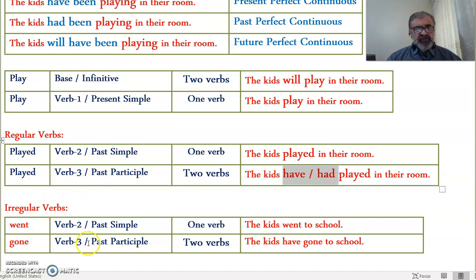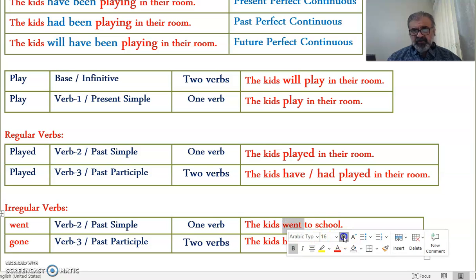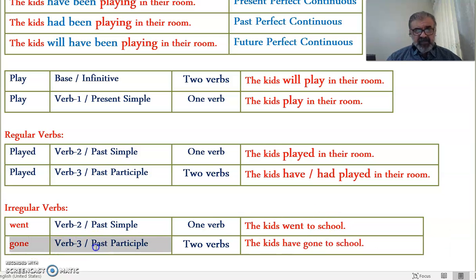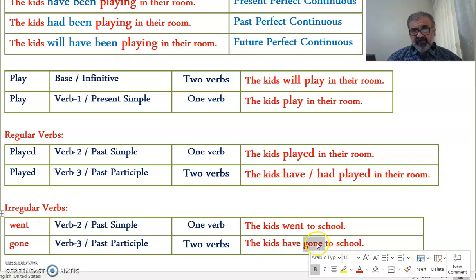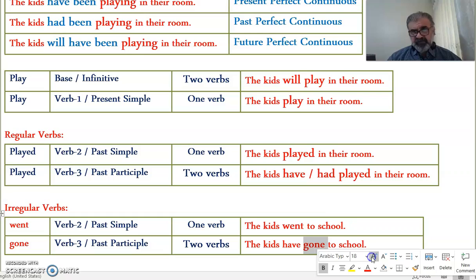Now, as for irregular verbs, it's easy. Went, if there is only one verb, so it's past simple. The kids went to school. But if you have gone as verb 3, you should be having 2 verbs. The kids have gone to school.